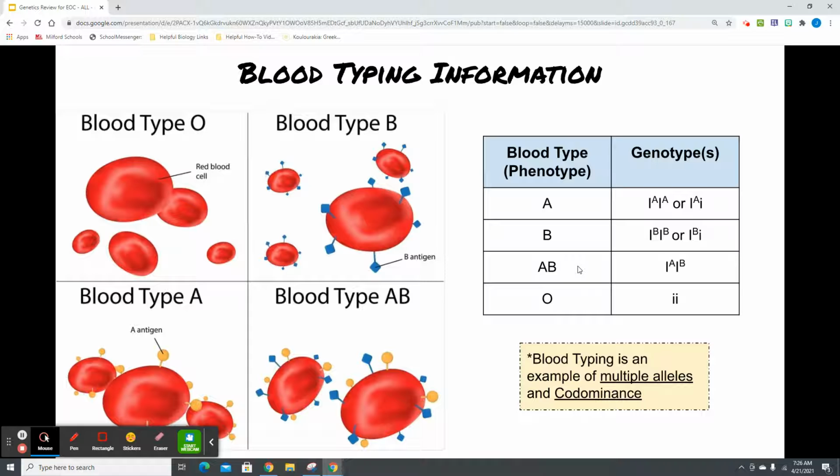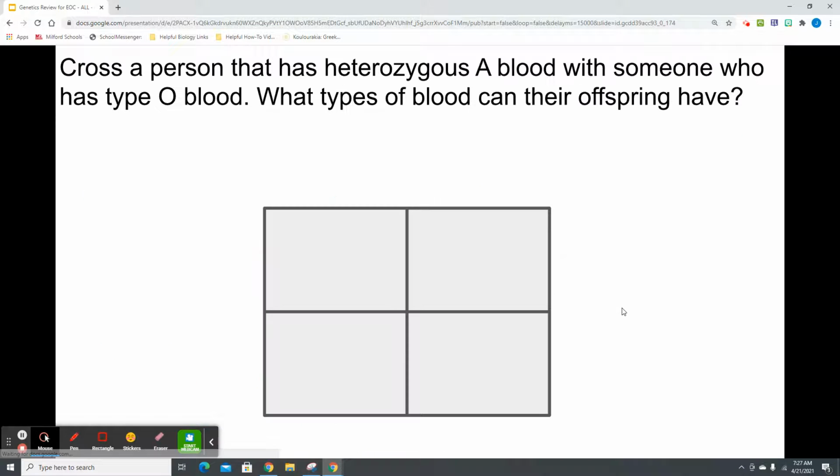An A and a B together give you AB type blood. This is an example of co-dominance. Both show up, both are dominant. And lastly, 2 little O's is the only way to get O because O is recessive to the other 2 alleles. So this is an example of multiple alleles, more than 2 choices, and codominance. A and B were codominant.